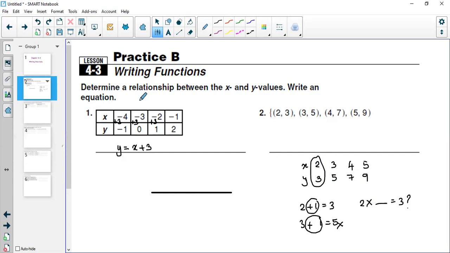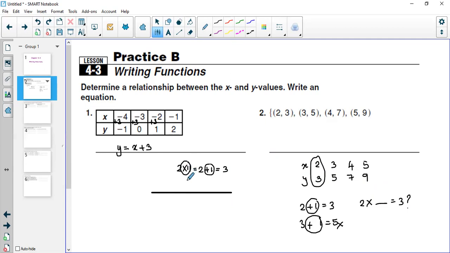So when you cannot find a rule with either addition or multiplication, you need to combine two operations together. Maybe multiplication and addition, multiplication and subtraction. So let's try combining them. How about trying 2 multiplied by 1? That would give you 2, plus 1, that would give you a 3. So which means we are multiplying by 1 and then adding 1.